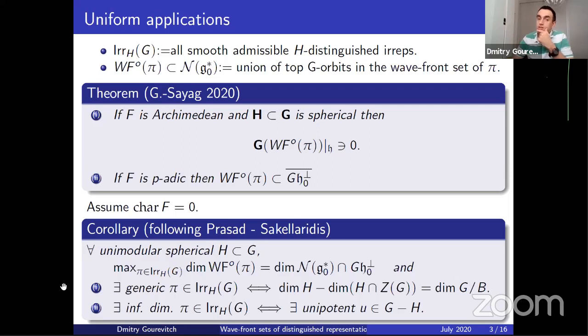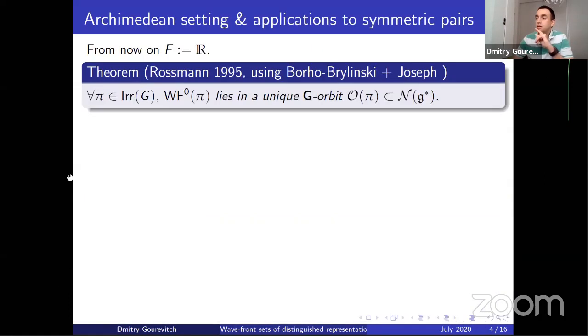So from now on, I will assume that F is Archimedean, or for simplicity, F is R. Then one can simplify the formulation due to the following theorem by Rossmann, which uses another theorem by Borho-Brylinski and Anthony Joseph. For any irreducible representation, there exists actually a unique stable orbit in the wavefront set of pi.